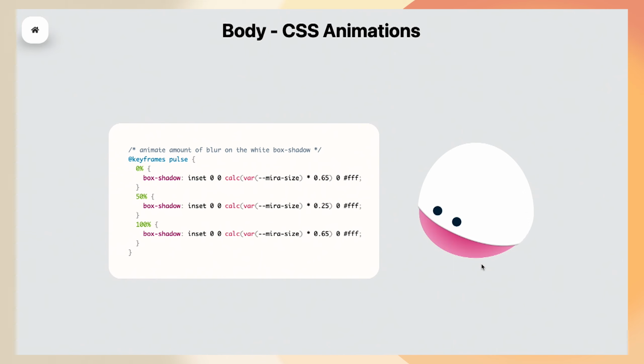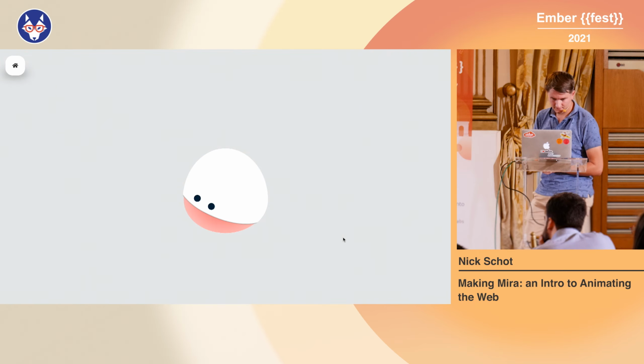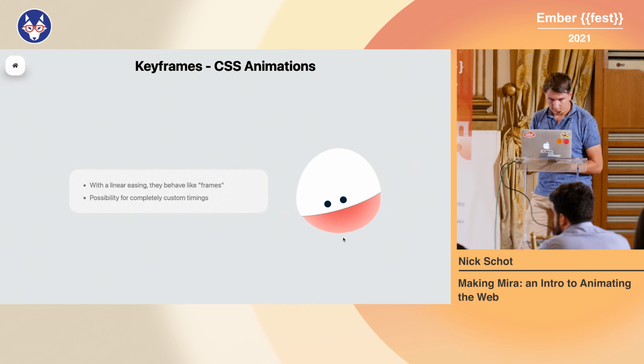And the actual effect that I wanted to create here is the idea that the light brightens a bit and then dims again. So we're going to do that by changing the amount of blur applied to the box shadow that we added earlier to the body. And now I'm very interested if you can see this. Yes, it actually works. So now it's kind of like a breathing effect, I don't know. So that's all the animations for Mira, I think.